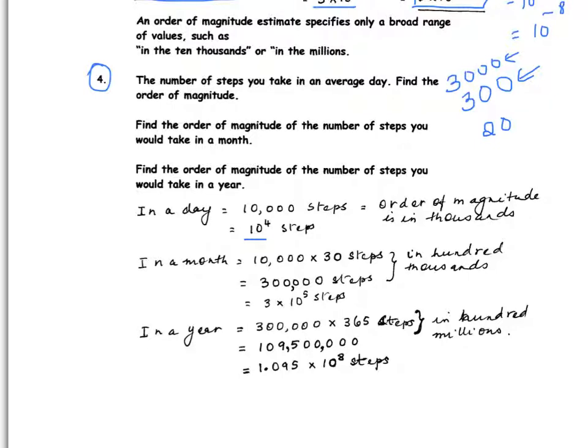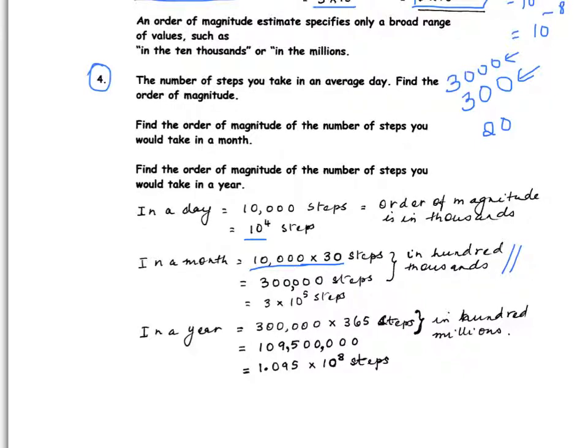Now, in a month, there are 30 days. So if in a day we take 10,000 steps, in a month it would be 10,000 times 30 steps. So that is 300,000 steps. Now, the order of magnitude here is in hundreds of thousands. So 100,000 is the order of magnitude.